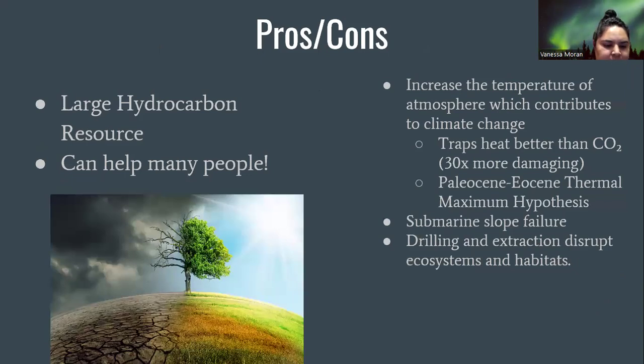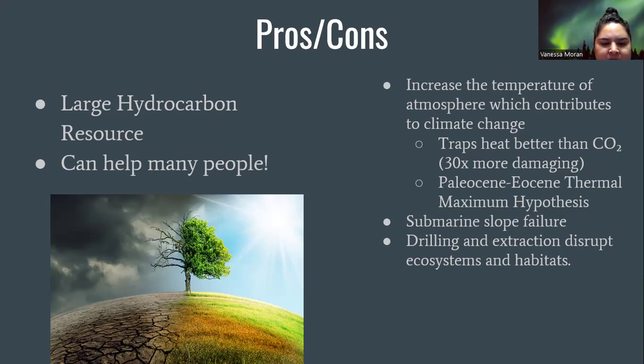So some pros and cons about extracting methane hydrates. A con is a dissociation of methane hydrates can increase the temperature in the atmosphere, contributing to climate change. This gas is more powerful and is known to trap heat better than CO2. Burning the gas will add to the accumulation of greenhouse gases in the atmosphere.